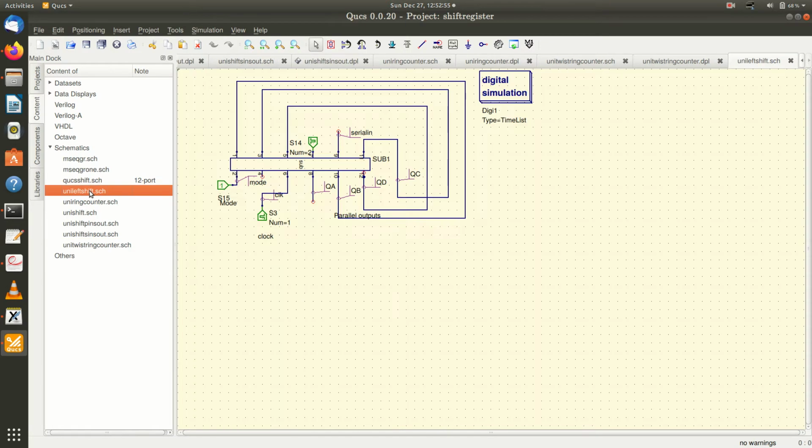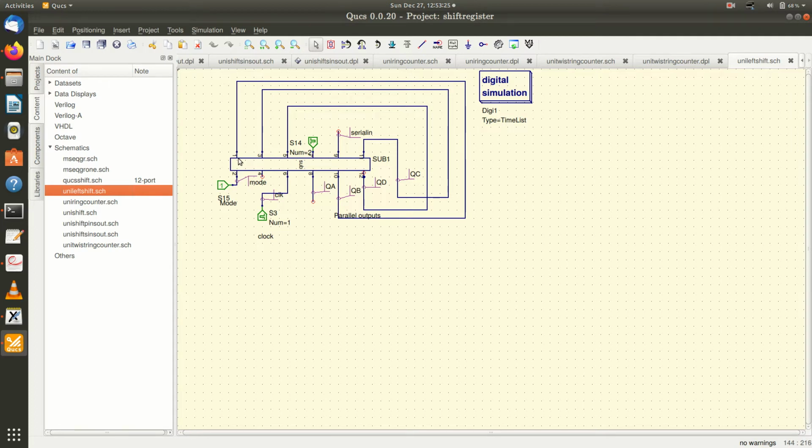Now there is a left shifting operation. Left shifting, right shifting, there is nothing new. For left shifting, I connect the QD output to the parallel input of the flip-flop before it, and the QC output is connected to the parallel input of the stage before that, the B flip-flop. The QB output is connected to the input of the first flip-flop.